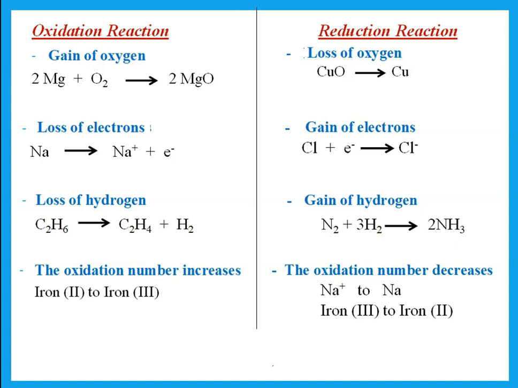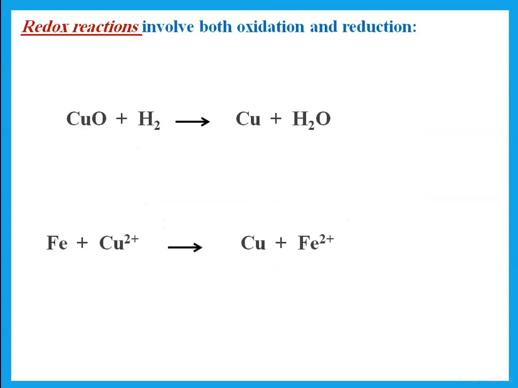The opposite would happen if we're talking about reduction. The oxidation number decreases. So if I have Na+, we say the oxidation number is +1. Now, Na without any plus or minus on it, we say that the oxidation number is 0. So Na+ to Na has changed from +1 to 0. That means the oxidation number decreased. This is called reduction. Of course, you should realize that that involves gain of electrons also. When Na+ changes to Na, it's actually gaining an electron. So that is reduction. Or if iron 3 changes to iron 2, that is also reduction.